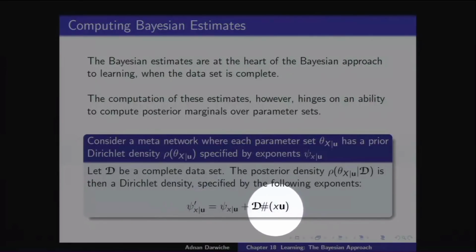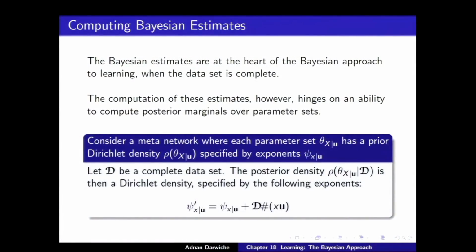What is that? You guys recall what this notation means? Go to your data set and count how many examples have this particular variable instantiation XU. That's it. And I have to tell you, this you need to know, and it will probably be on the final. There will be a question on Dirichlet. So I'll give you a Dirichlet, and I say, here's the exponents, here's the prior, here's the data set, and what is the posterior. It's just so important and simple.